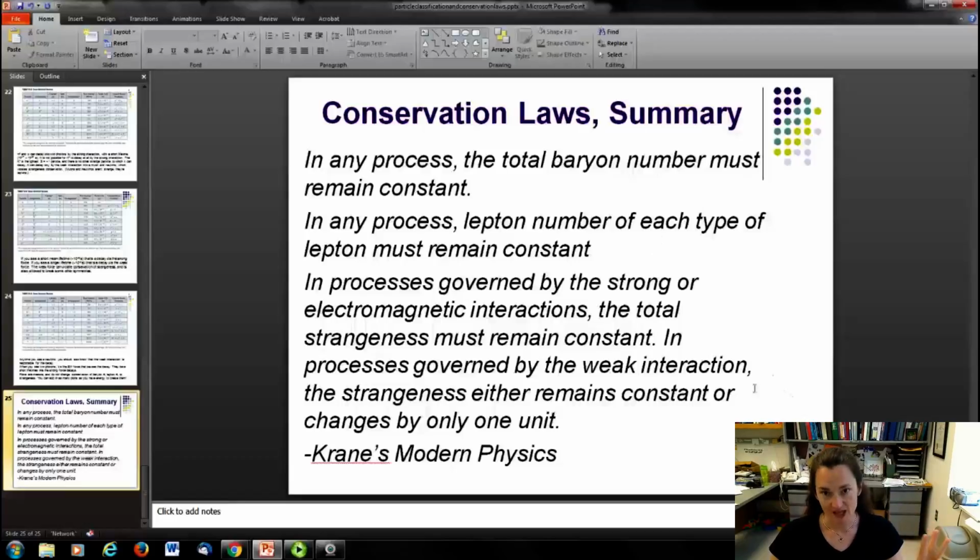Number 3, in processes governed by the strong or electromagnetic interactions, the total strangeness must remain constant. In processes governed by the weak interaction, though, the strangeness either remains constant or changes by only 1 unit, okay? So strangeness conservation can be violated, but that screams weak interaction, and it can't be violated a lot. It only can change by plus or minus 1.